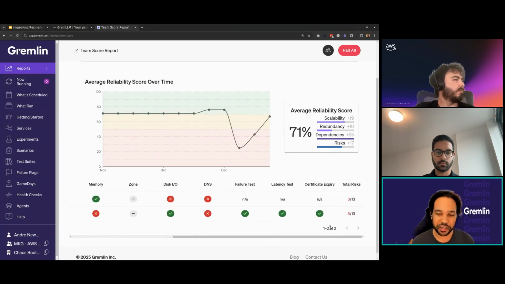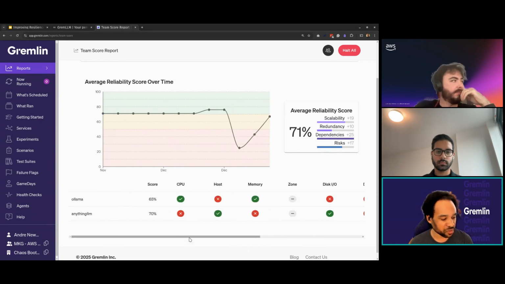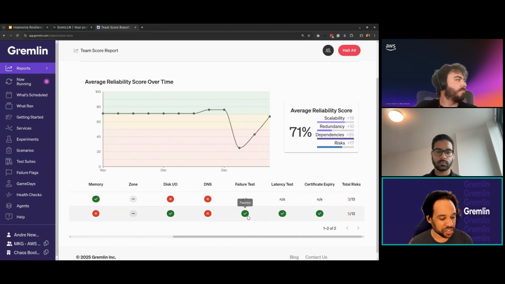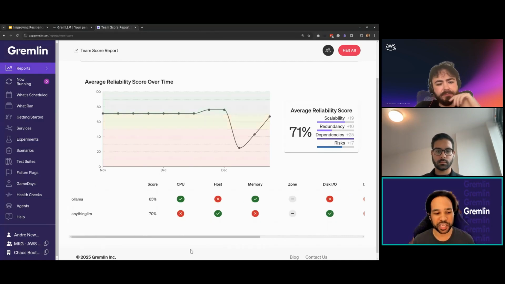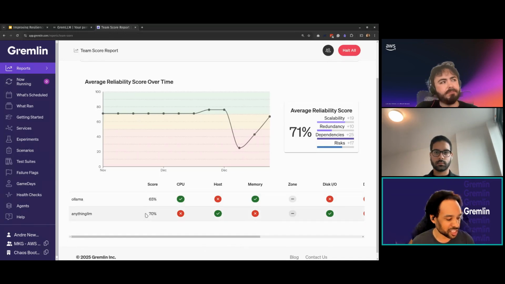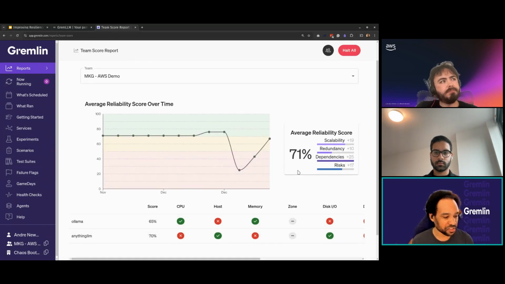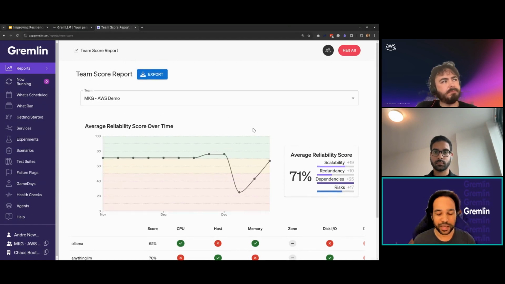We also have what we call dependency tests, which, for each of these services, apply if they talk to downstream dependencies. For example, Anything LLM communicates with Ollama downstream. So you see I have these different dependency tests: failure tests, latency tests, and certificate expiry tests. As you run each of those and get the results, Gremlin determines using observability whether it passes or fails. Taking those results, it wraps them up into what we call the reliability score, and that's how you get these numbers here. These are wrapped up into the team reliability score, which you see up here. And if you want that 30,000-foot view, it wraps up even further into a company-level score, which you can see in a different report.